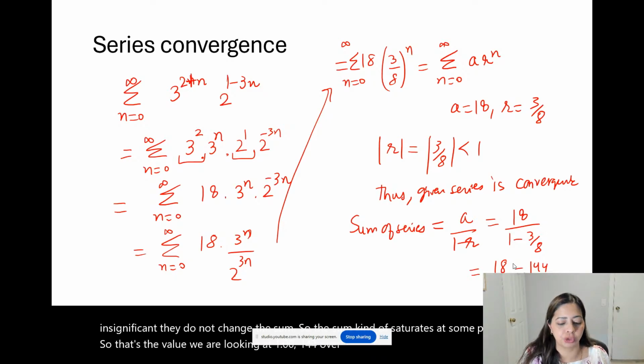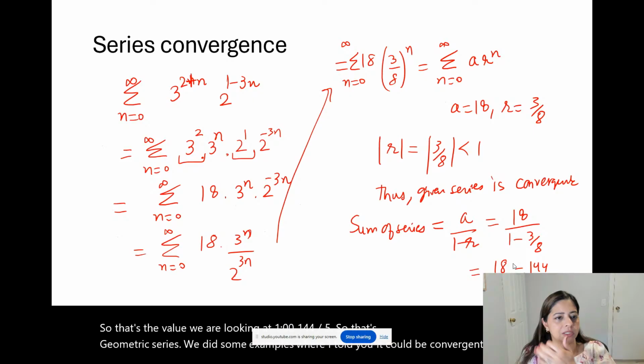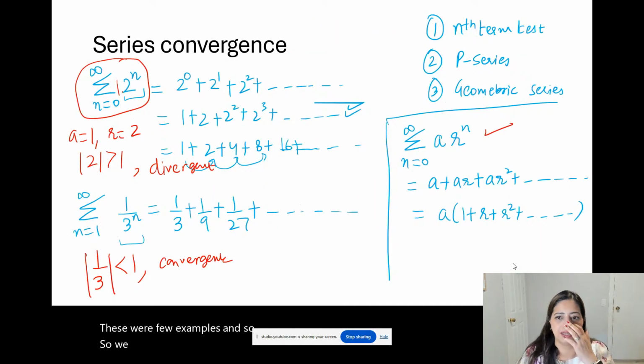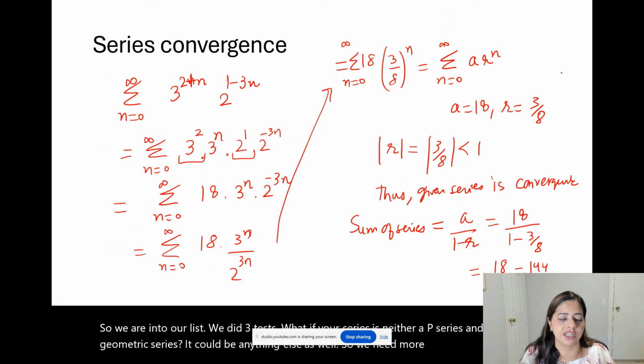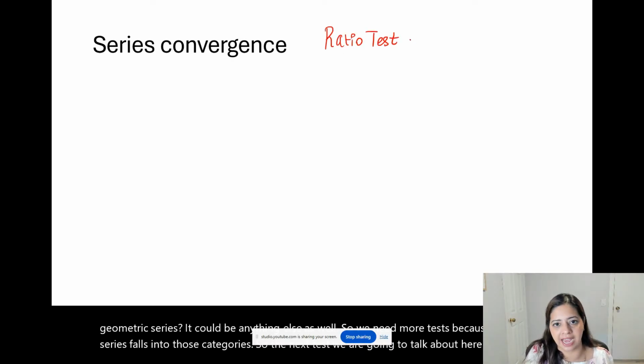So that's geometric series. We did some examples where I told you it could be convergent, divergent. These were a few examples and so we are into our list. We did 3 tests. What if your series is neither a P series and not a geometric series? It could be anything else as well. So we need more tests because not every series falls into those categories. So the next test we are going to talk about here is a ratio test.